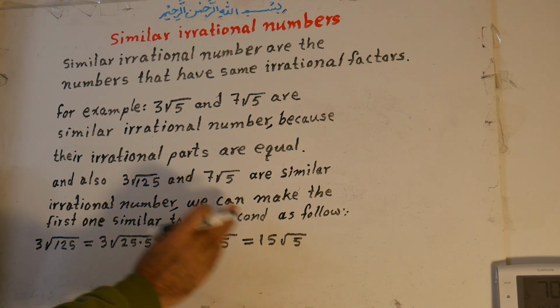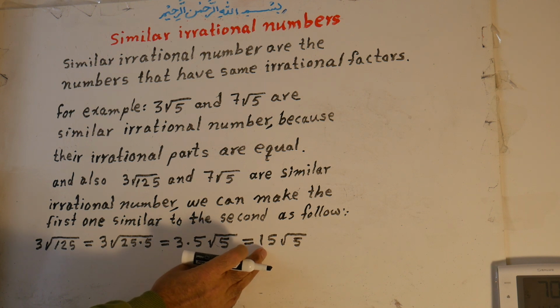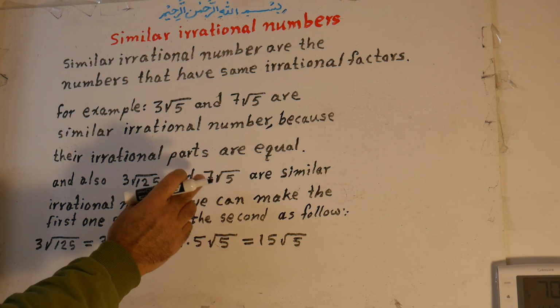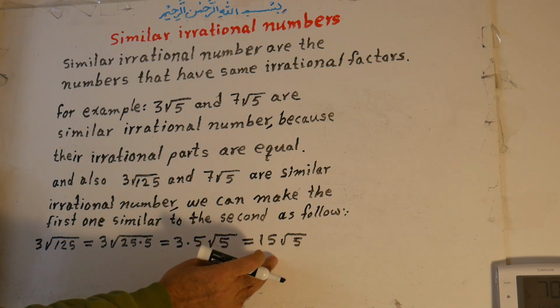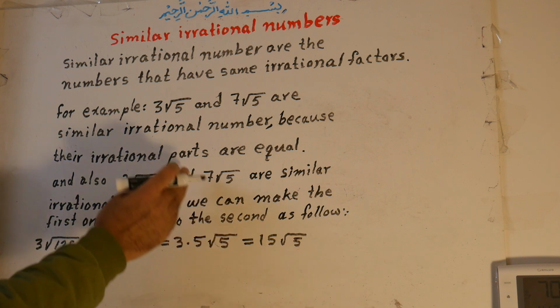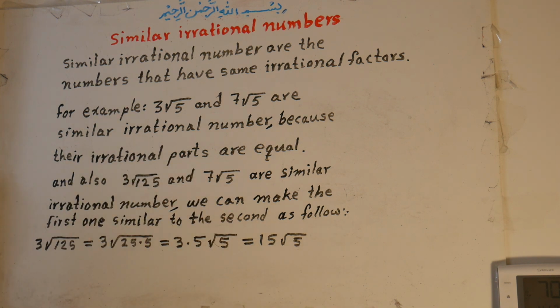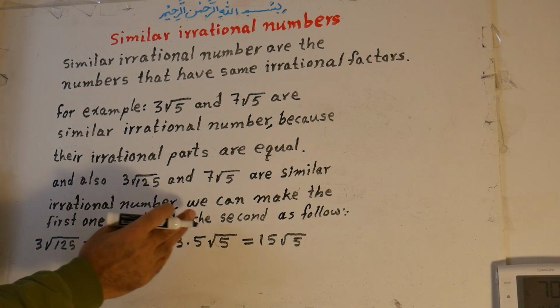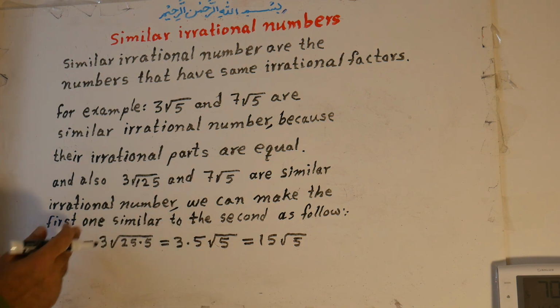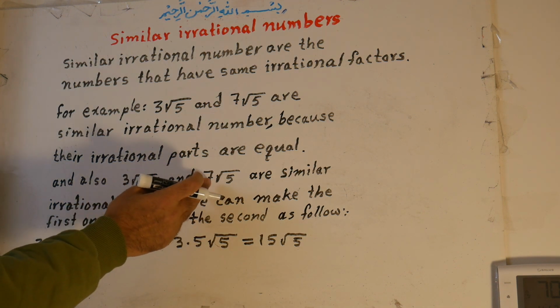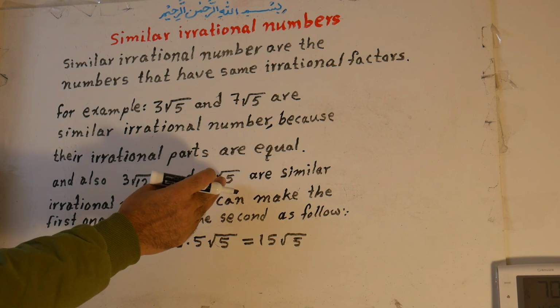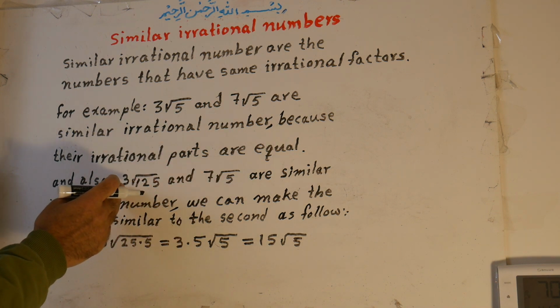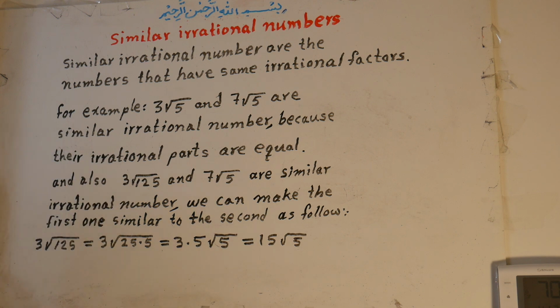Now the first one becomes 15 square root of 5, and there is 7 square root of 5. Because their irrational parts are the same, we say that they are similar irrational numbers. It means that 7 square root of 5 is similar to 3 square root of 125.